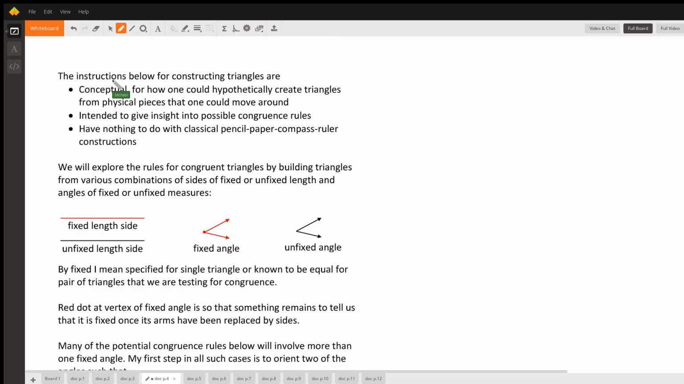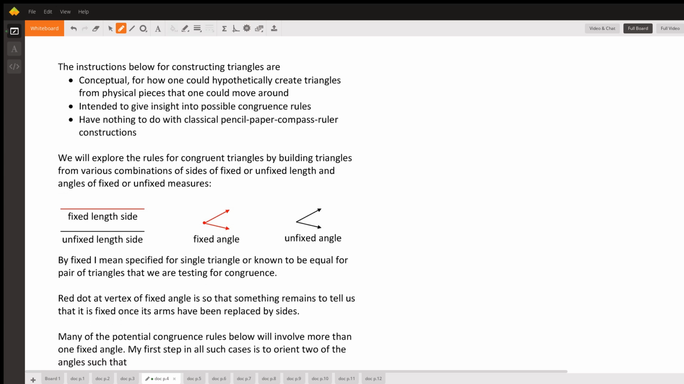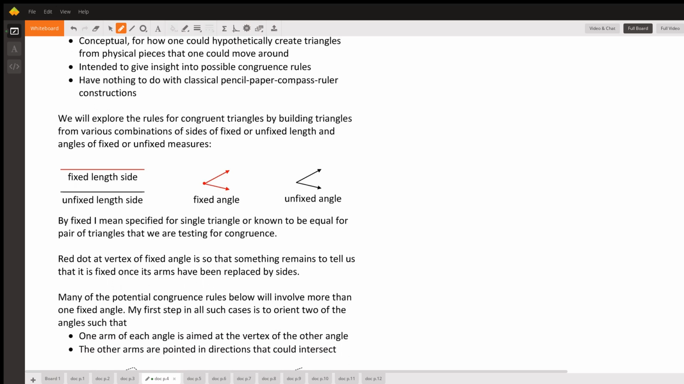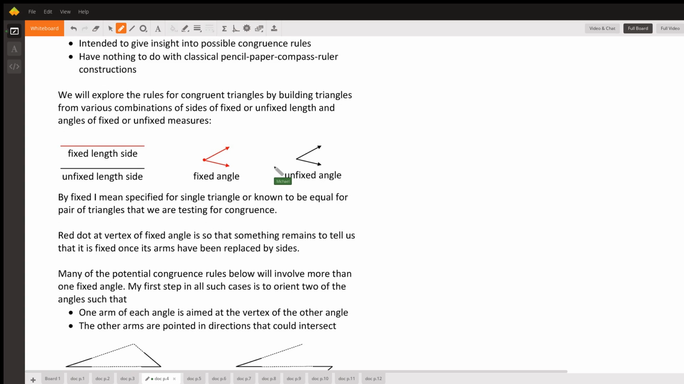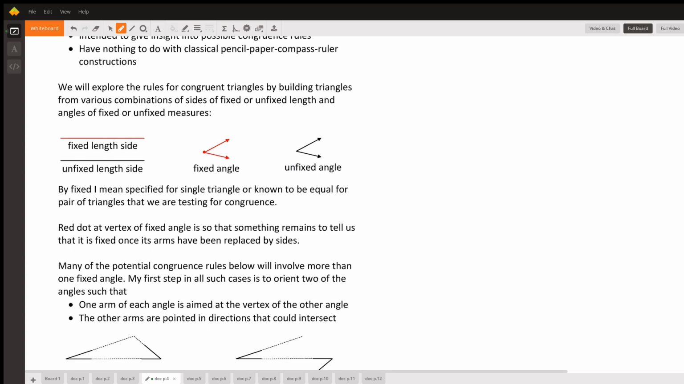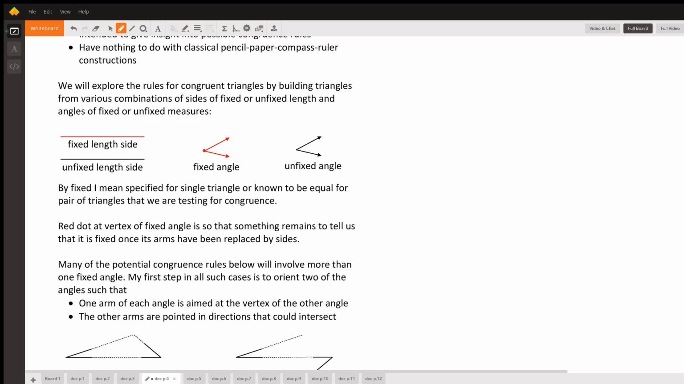The instructions below for constructing triangles are conceptual, for how one could hypothetically create triangles from pieces you could move around. They're intended to give some insight into possible congruence rules, and don't have anything to do with classical pencil, paper, compass, ruler constructions. So we'll explore the rules for congruent triangles by building triangles from various combinations of sides of fixed or unfixed length, and fixed or unfixed angles. By fixed, I mean specified for a single triangle or known to be equal for a pair of triangles that we're testing for congruence.